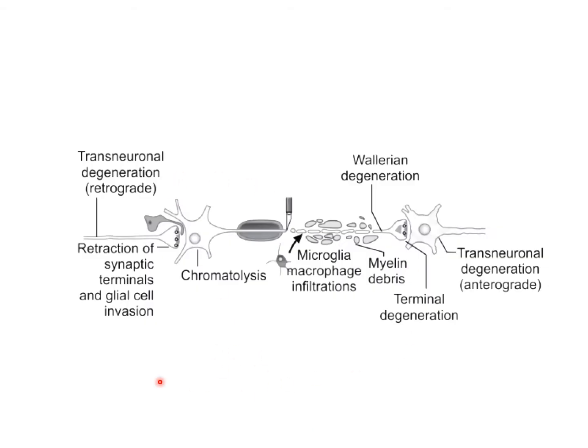So this is the figure of degenerative changes. Here is the site of injury, and this part of the axon is distal to the site of injury, and this part of the axon or neuron is proximal to the site of injury. The changes that take place distal to the site of injury are known as Wallerian degeneration. Now the changes that take place in the adjoining neuron are transneuronal degeneration: anterograde, and this one is transneuronal degeneration retrograde.